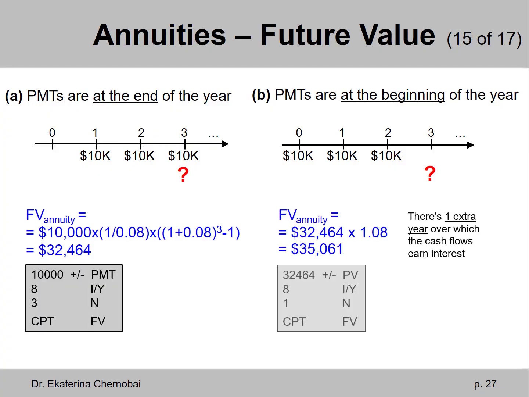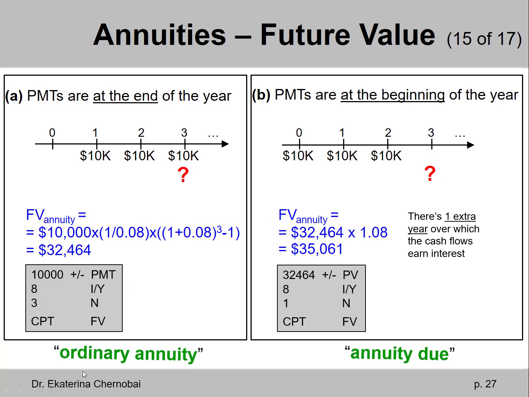In finance, we refer to cases A and B as an ordinary annuity and annuity due, respectively. An ordinary annuity is like an ordinary case, the standard, most typical case that we deal with. For example, a lot of problems don't actually specify when the payments are made or received, at the end or at the beginning of each time period. So if it's not specified, the default is at the end, and that's the ordinary case. That's an ordinary annuity.